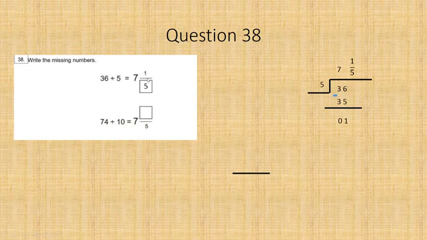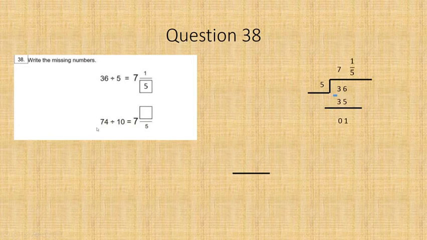Okay, so for the second question, here 74 divided by 10 is going to be equal to 7 and something over 5. So what's that? Mr. Karim, you just said that the divisor is going to be the same here. So this is 10 and this is 5. So it's not about that. Maybe you didn't focus that if you simplified, you can reach this 5. So let's do it together and understand how it works.